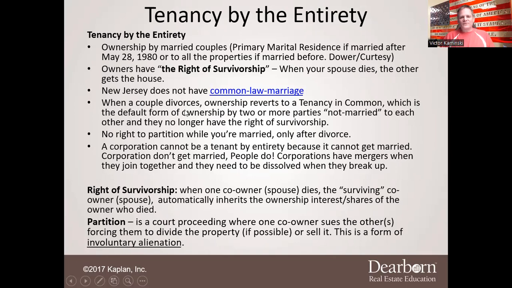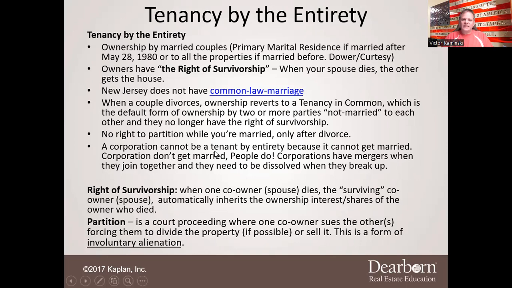When a couple divorces, ownership reverts to a tenancy in common, which is the default form of ownership with two or more people who are not married to each other, and they no longer have the right of survivorship. So there's no right to partition the property while you're married, only after divorce. So if you do get divorced, now you own as tenants in common, and now you have the right to partition the property.